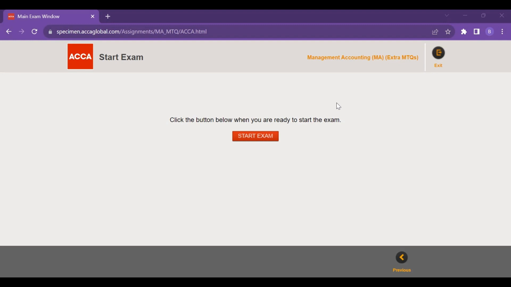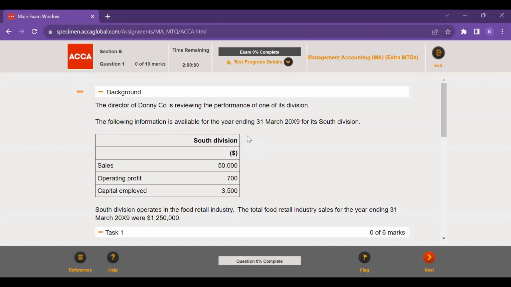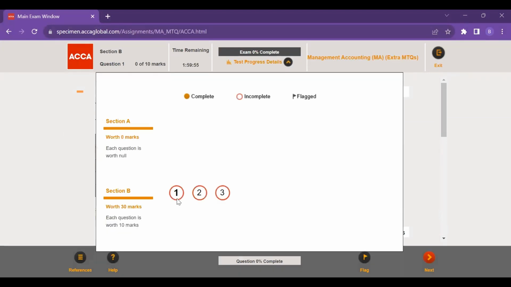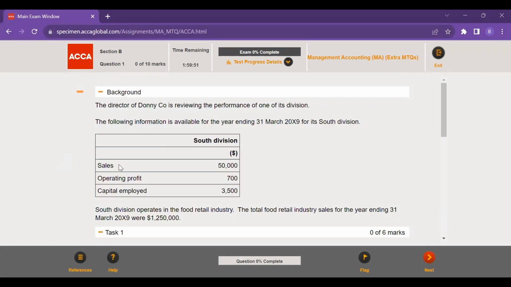In this video we are going to be solving the MA specimen that is given on the ACCA official website, and these are the extra MTQs from that MA exam. So let's get started. The exam total consists of three Section B type questions, so we'll go sequence by sequence.